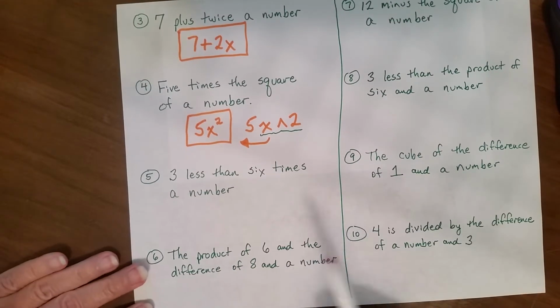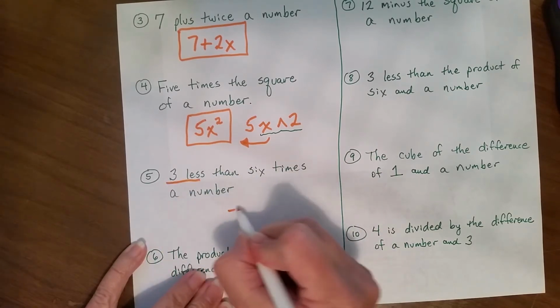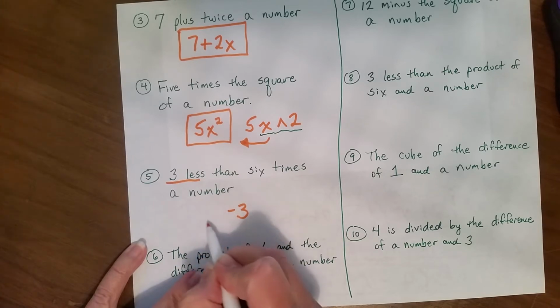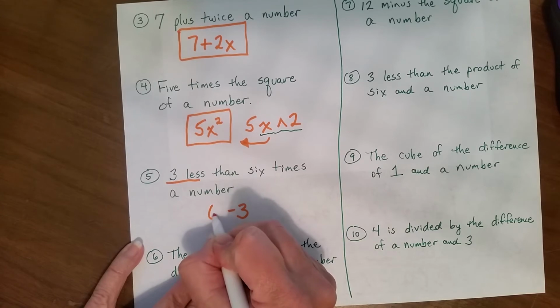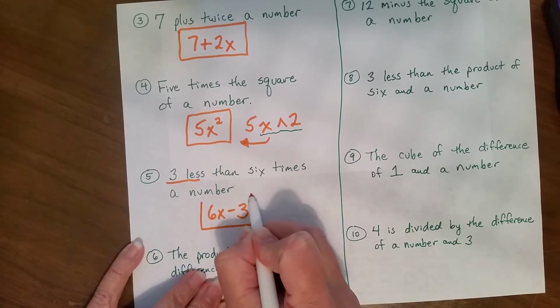Okay, next one. 3 less than something. Right there that tells me 3 less than something. So I've got 3 less than something right there. 3 less than what? 6 times a number. So 3 less than 6 times a number would look like that.